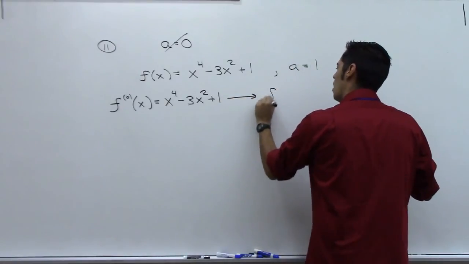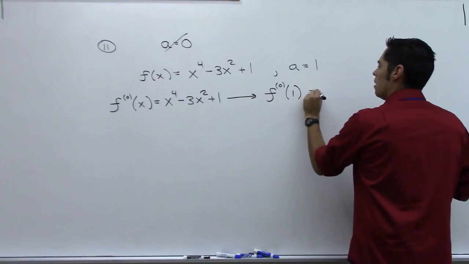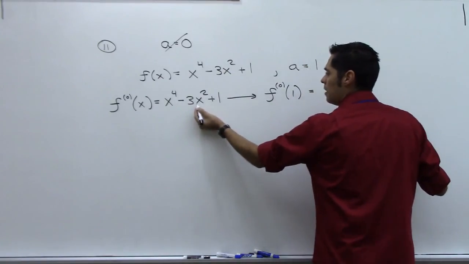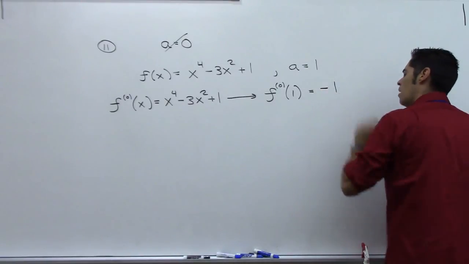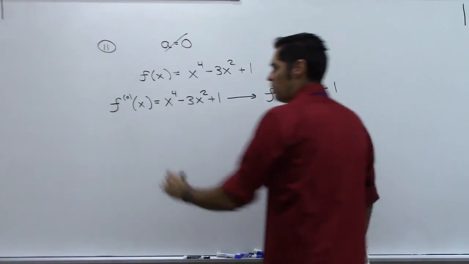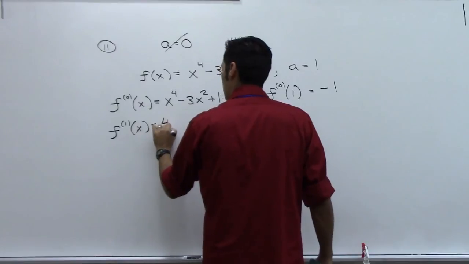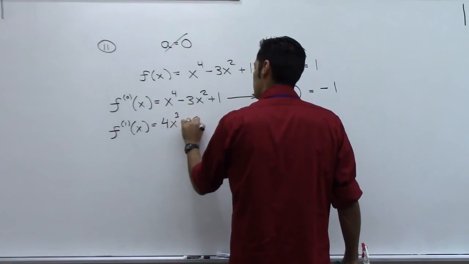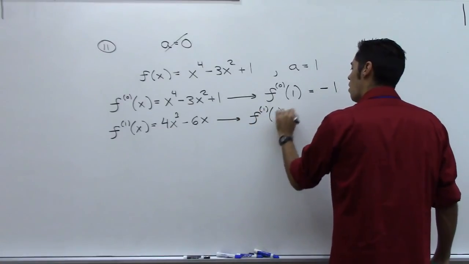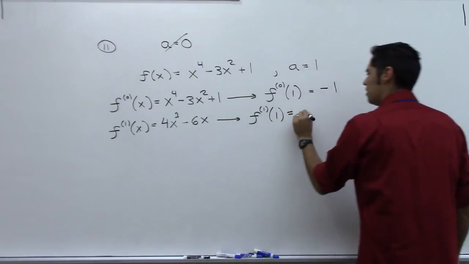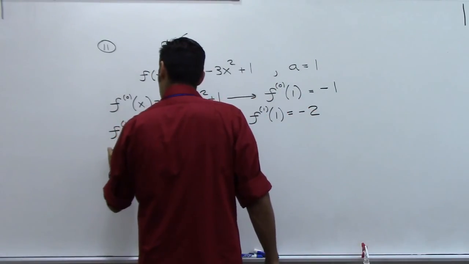And when I plug 1 into this, so notice I'm plugging in 1 instead of 0, I get, let's see, 1 minus 3 plus 1, right? So that's negative 1. And then I take the first derivative. So the first derivative of this function is 4x cubed minus 6x. And when I take that first derivative and I plug in 1, I get 4 minus 6, which is negative 2.